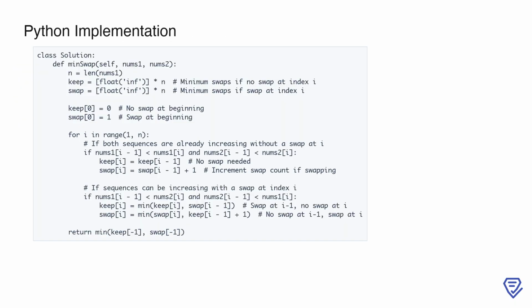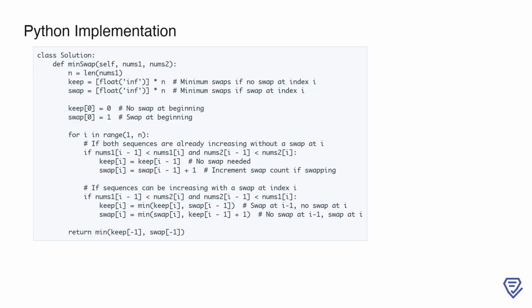This implementation solves the problem of finding the minimum swaps needed to make two sequences strictly increasing. The approach uses dynamic programming with two arrays, keep and swap. keep[i] tracks the minimum swaps needed if no swap occurs at index i, while swap[i] tracks the swaps if a swap happens at index i. Initially, at index 0, no swap keep[0] is 0 since no swaps are necessary, and swapping at the start, swap[0], is 1 because it requires one swap.